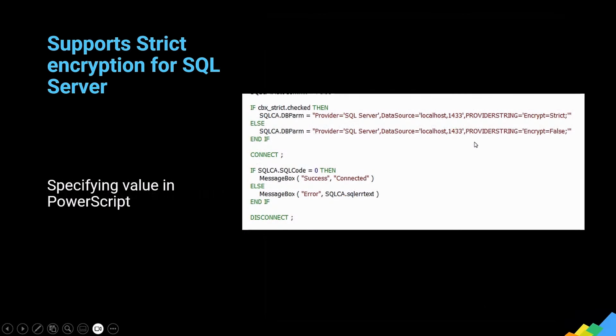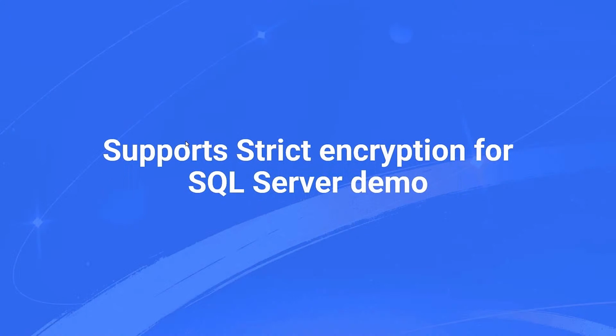So this is my demo code, and I'll show you the demo here in a second. So notice I've just added a button that indicates whether or not I want to use strict. And then I say encrypt equals strict if I'm going to use strict encryption, otherwise false, or you could provide nothing regarding encrypt there as well if you didn't want to do encrypt. But this is how we're going to indicate we want to do strict encryption. So let's go ahead and take a look at that demo.